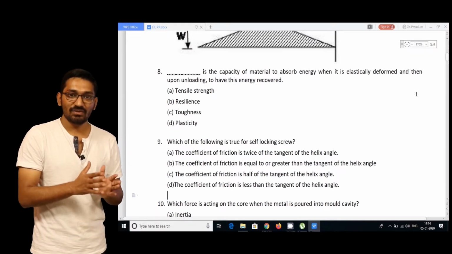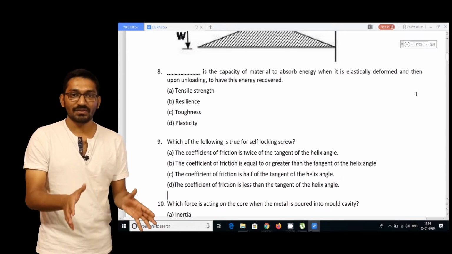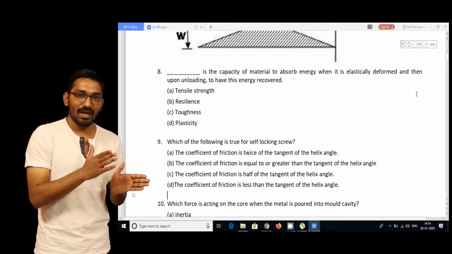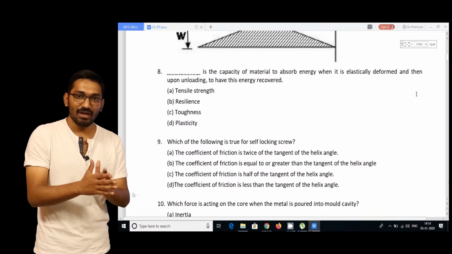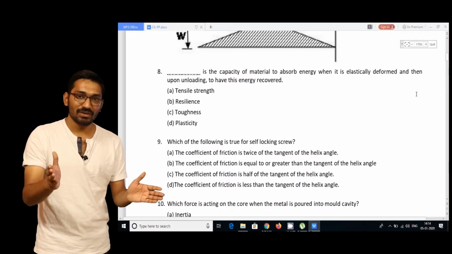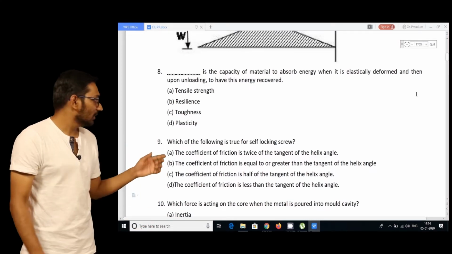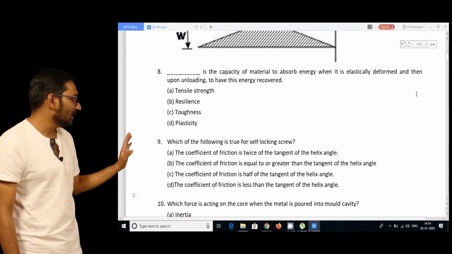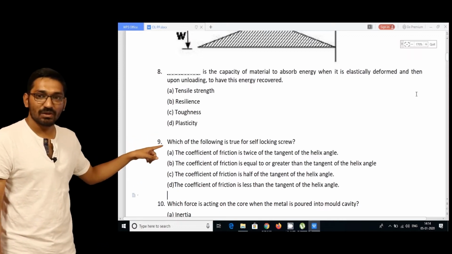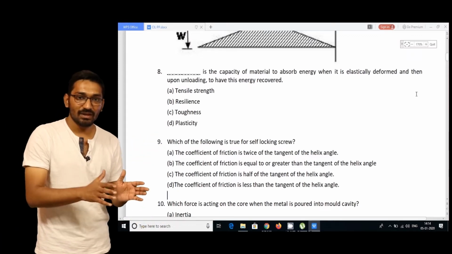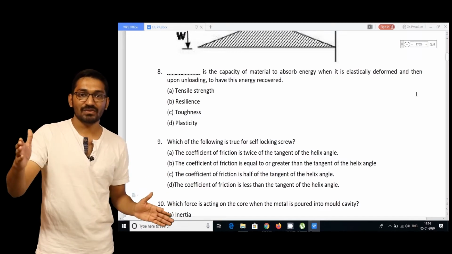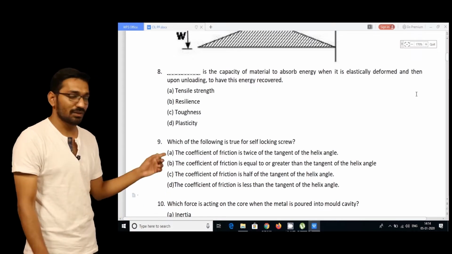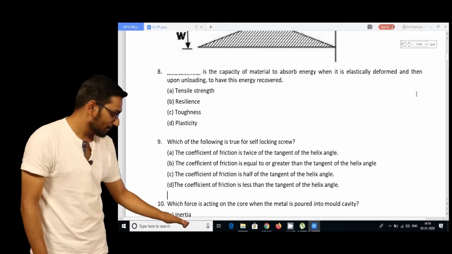So resilience is the strain energy stored in the body up to the elastic limit. If you apply a load within the elastic limit, then the energy stored is resilience. And when you remove the load, the strain energy will be given back to you. So the strain energy or the resilience is the recoverable energy. So the option will be resilience. Toughness is not the option, because toughness is the strain energy when the load is in the plastic region. When you go beyond the elastic limit, then the strain energy stored is the toughness. So the option will be resilience.